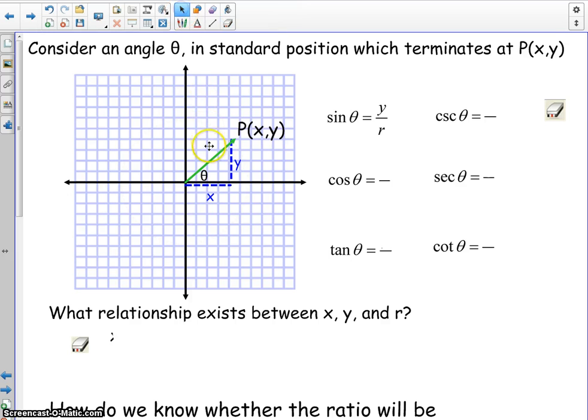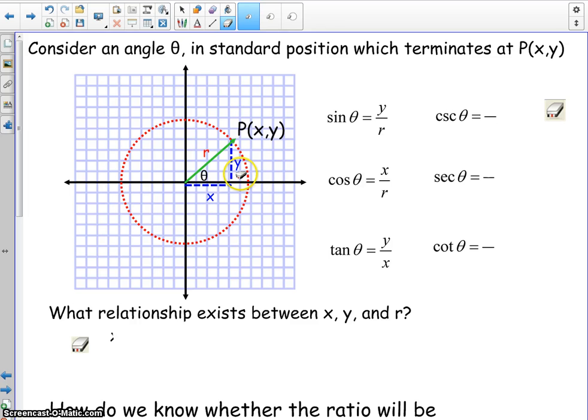Okay, so I didn't have the r drawn in here. But again, I have a circle right here, and this radius that takes me from the center out to the edge of the circle will be my distance. So I have 3 sides of this triangle, x, y, and r, and sine of theta will be opposite over hypotenuse, so y over r. And I can do this for all the other ratios. So cosine of theta will be adjacent over hypotenuse, or x over r. And tan theta will be y over x, or opposite over adjacent.